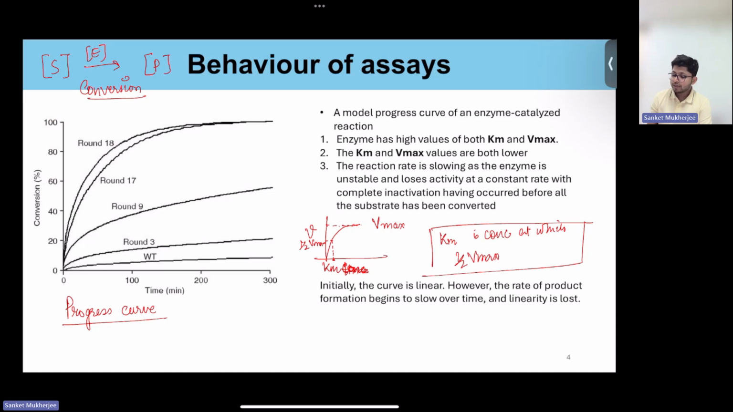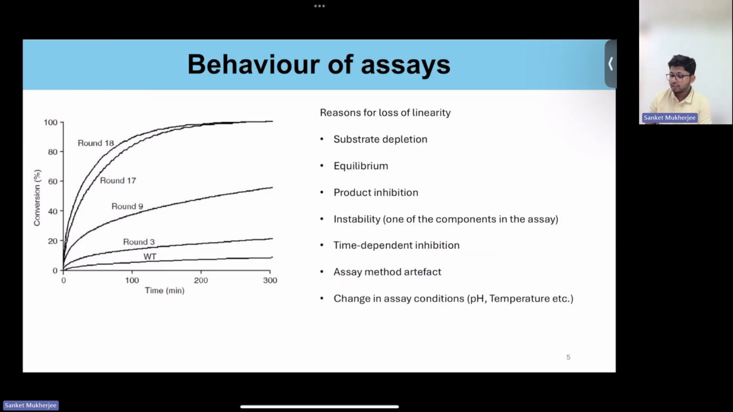An enzyme can have high values of both Km and Vmax. Km and Vmax values can both be lower. The reaction rate slows as the enzyme is unstable and loses activity. So this is also important: the reaction rate slows down later on. We'll talk about this in detail later. Initially, the curve is linear. However, the rate of product formation begins to slow over time and linearity is lost.